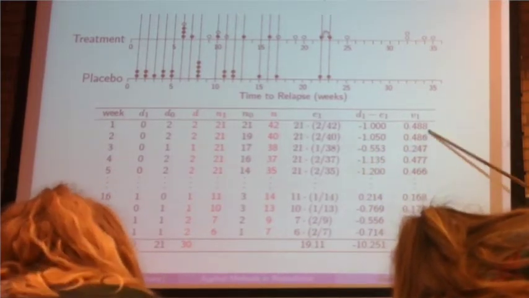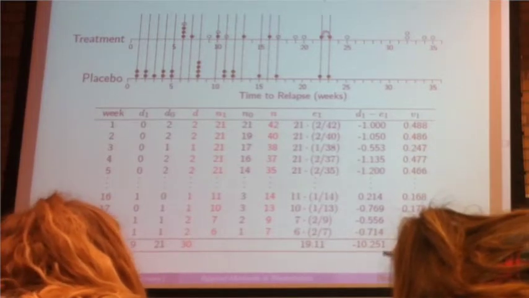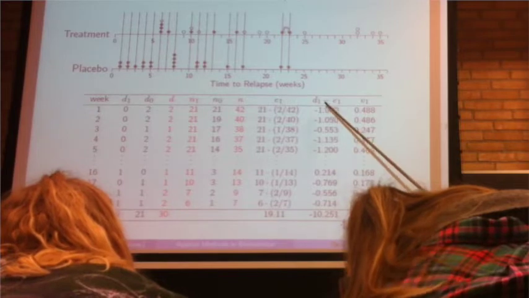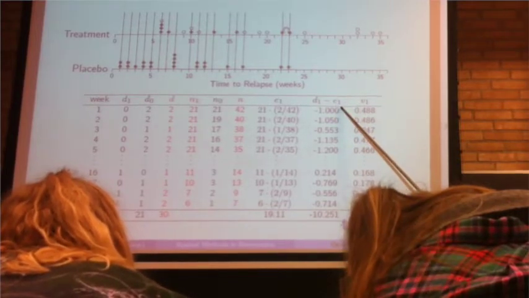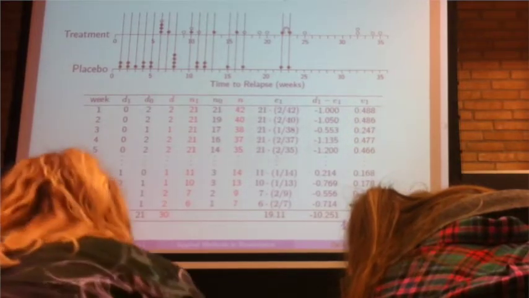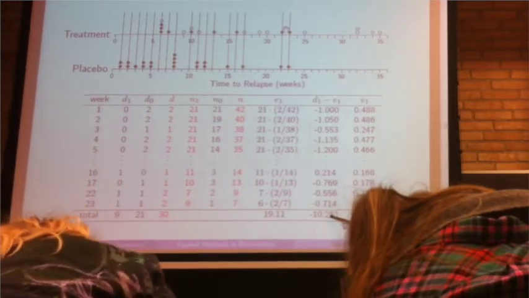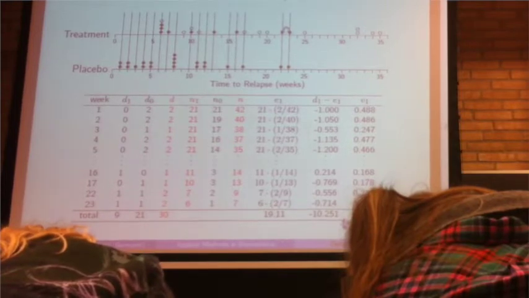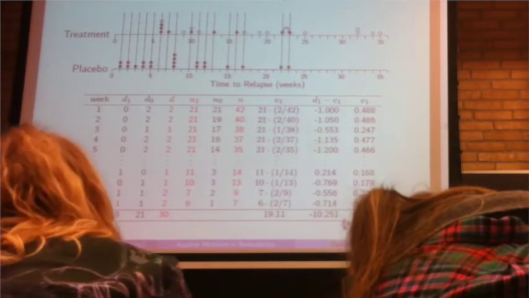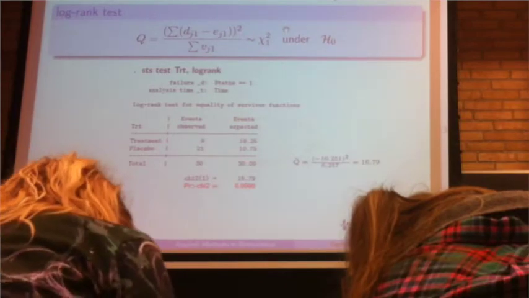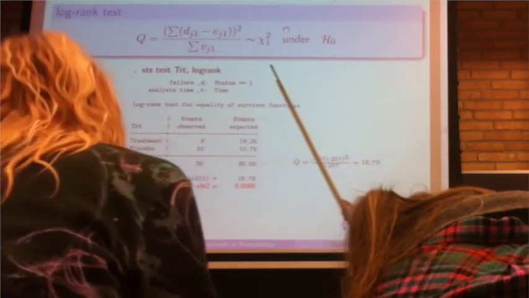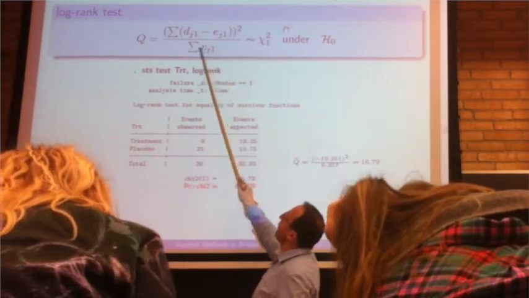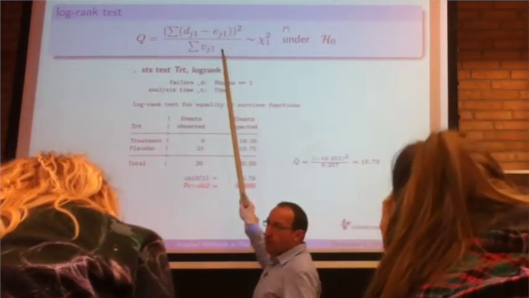Summing up the rows yields the total difference between the observed number of events compared to the expected number of events. And here you have the total variation in your data. And these two quantities yield the basis for calculating the log-rank statistic. The log-rank statistic compares the observed number with the expected number divided by the variation in your data, roughly speaking.